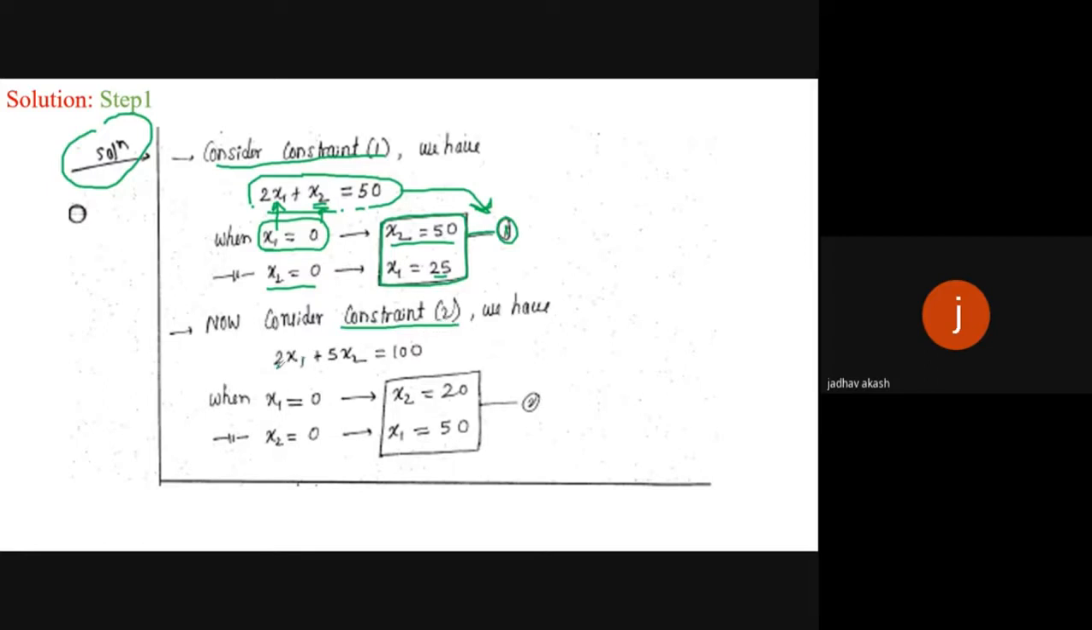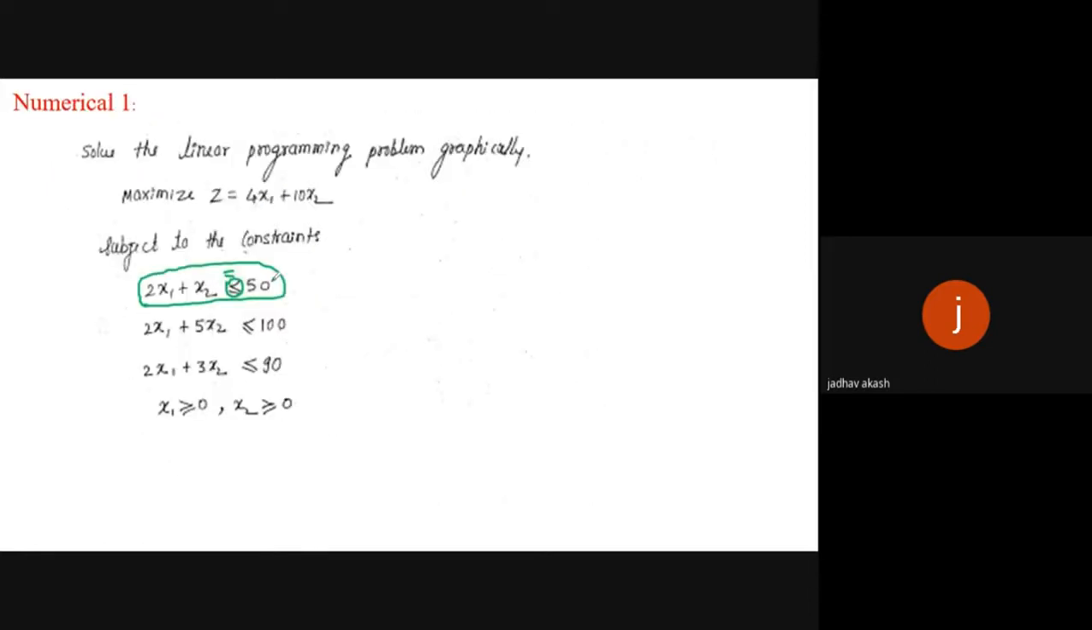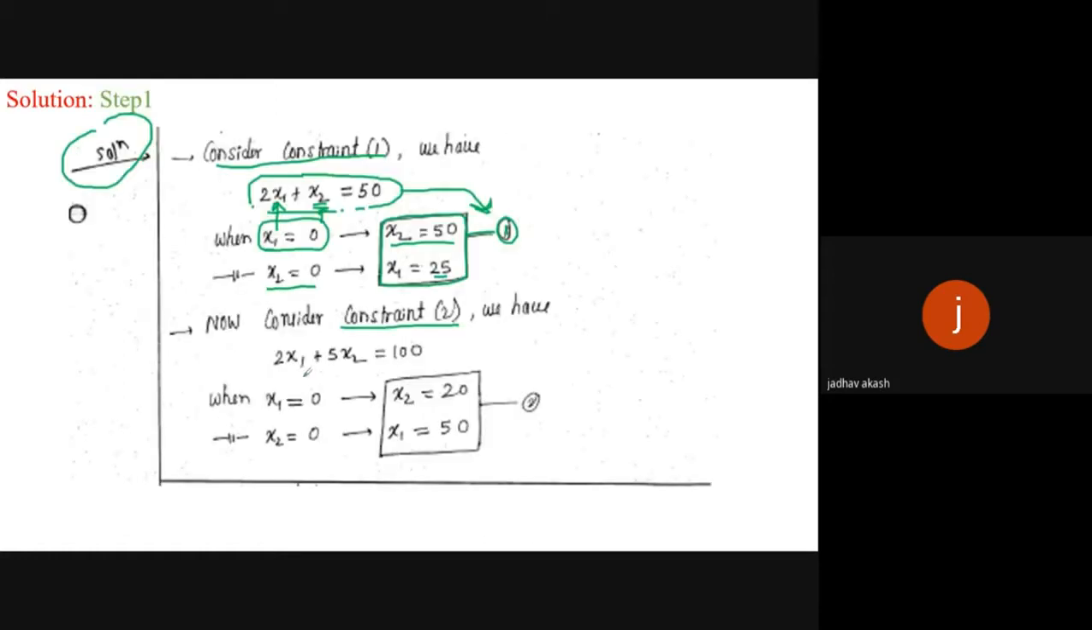In the second constraint, 2x1 plus 5x2 is less than or equal to 100. Again, instead of this less than or equal to, replace it by equal to. Even if in the given numerical it is greater than or equal to, you have to replace it by equal to. And if it is already equal to, keep it equal to. So now we have 2x1 plus 5x2 is equal to 100. That is what we have used.